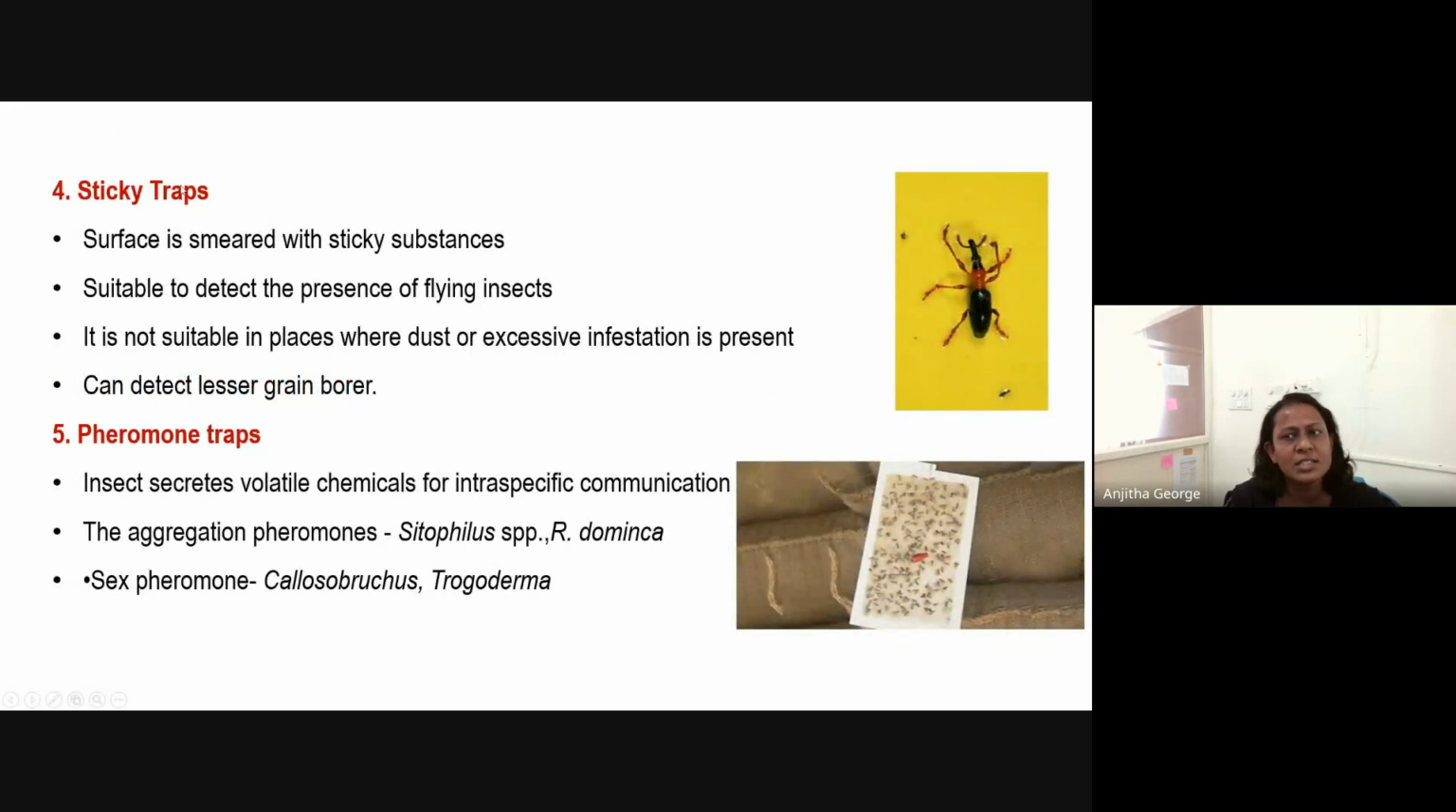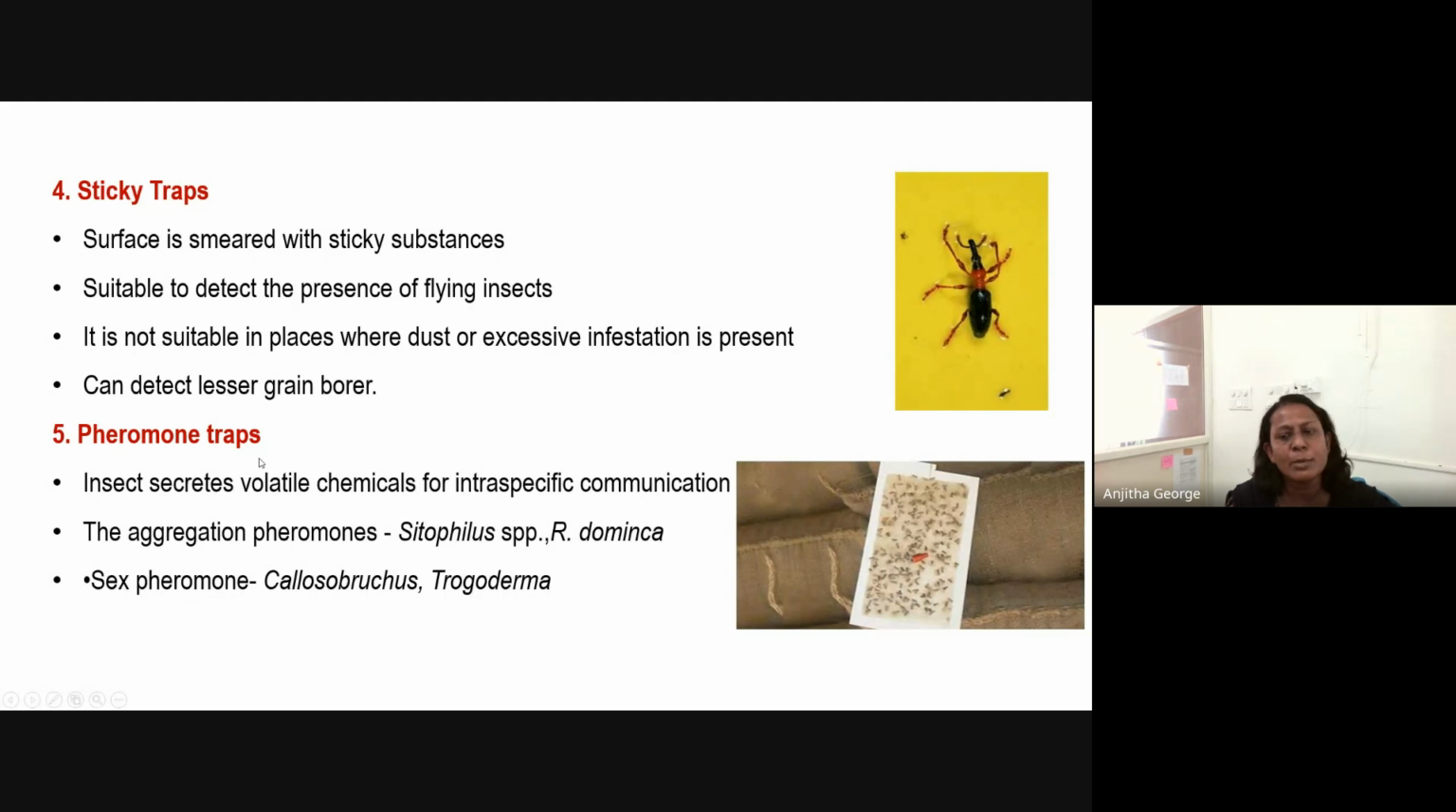So the fourth one is sticky traps. It's a simple thing. We use it for the whitefly and most of the sucking pest management in the field crops. So here you can see the crawling insects. In that case, we can just keep it here and there in your storage bottom, and all those crawling insects will come and get attracted to this yellow sticky trap.